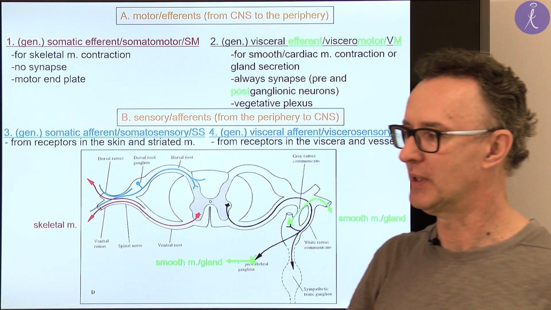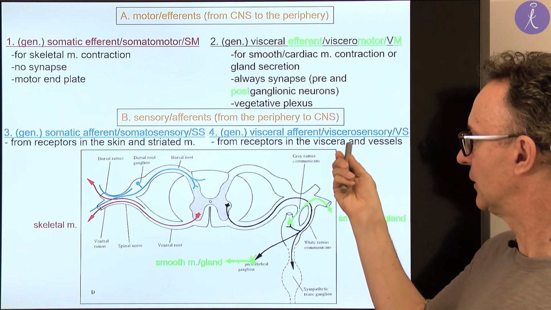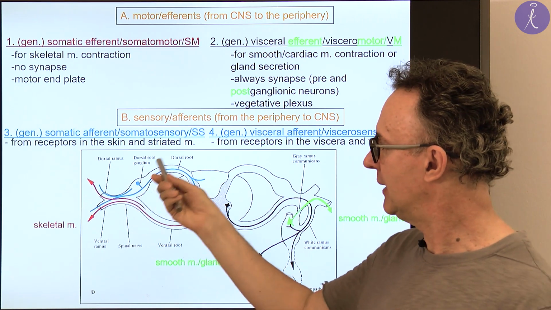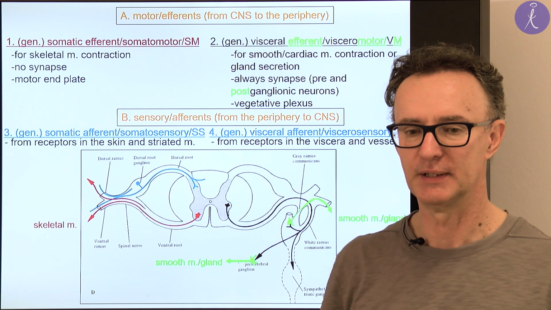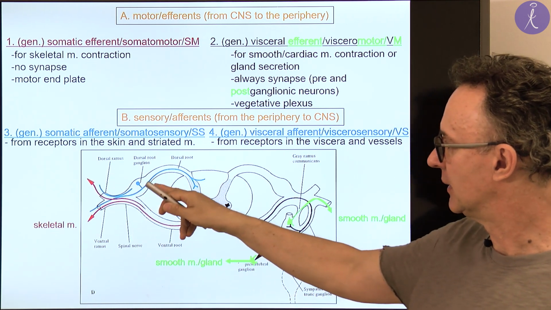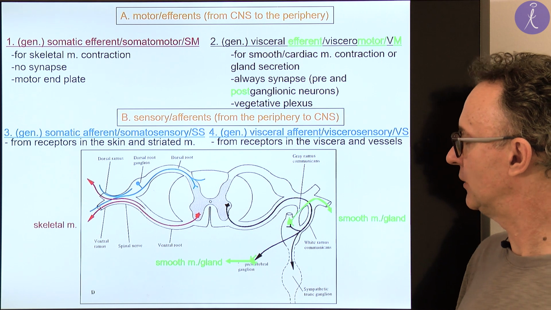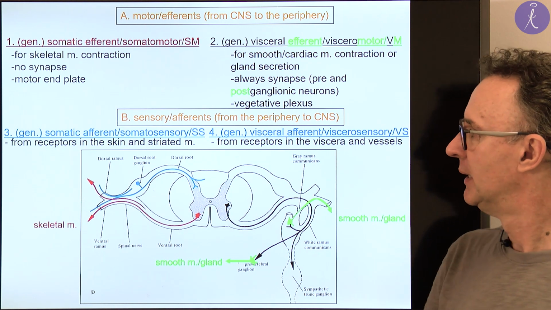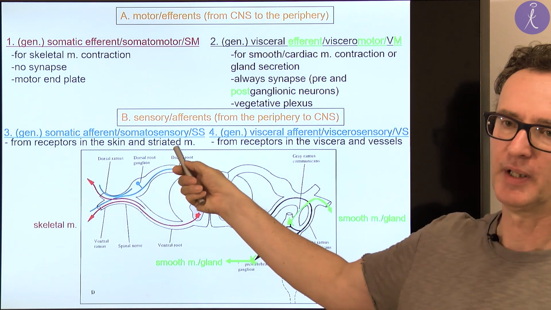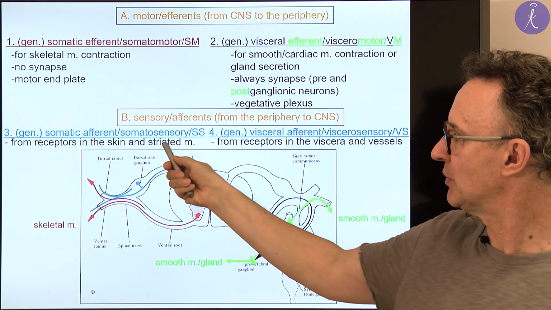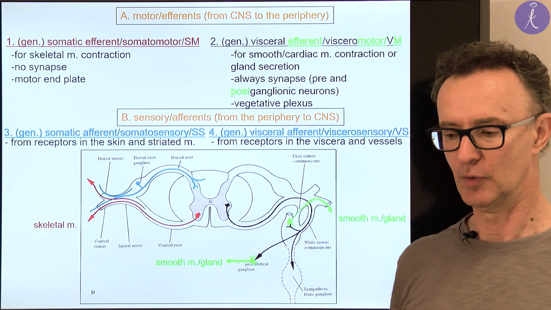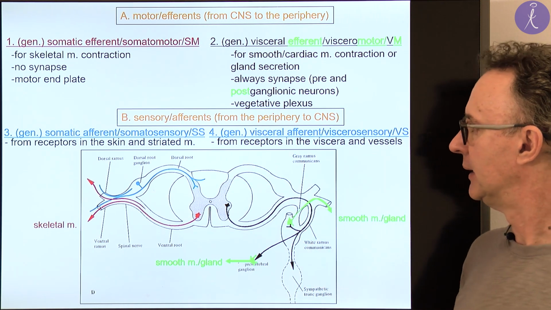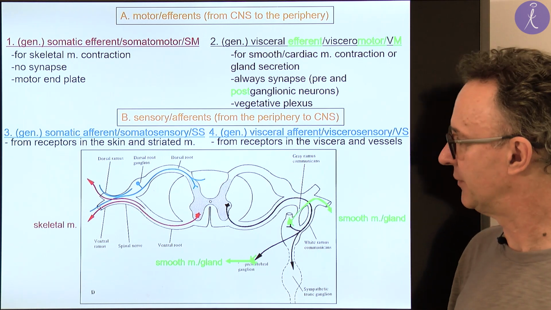The corresponding sensory from the visceral organs, which are from the wall of the visceral organs or from the vessels, is called viscerosensory, and I labeled it in blue again because we don't have a difference in morphology between the somatosensory and viscerosensory innervations. In both cases, these are from receptors. The start points will be different. One is in the skin or in the striated muscle. This is the somatosensory. Or, in this case, from the wall of the internal organs, it means visceral organs or vessels. These are the interoceptors and viscerosensory function.